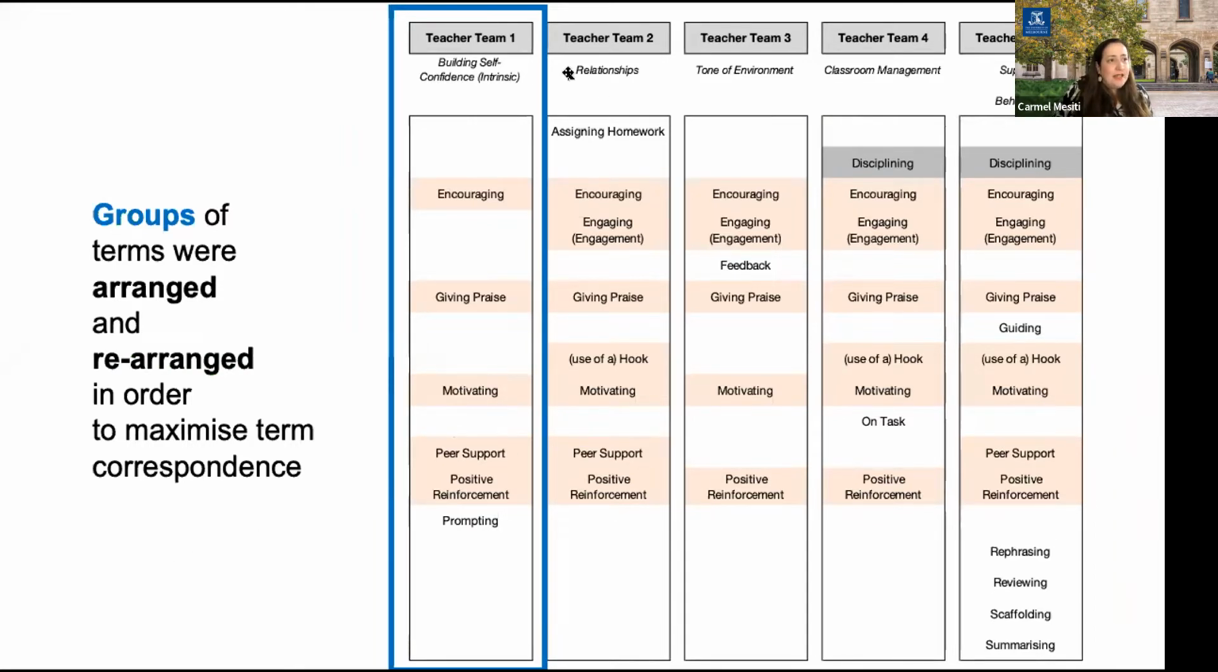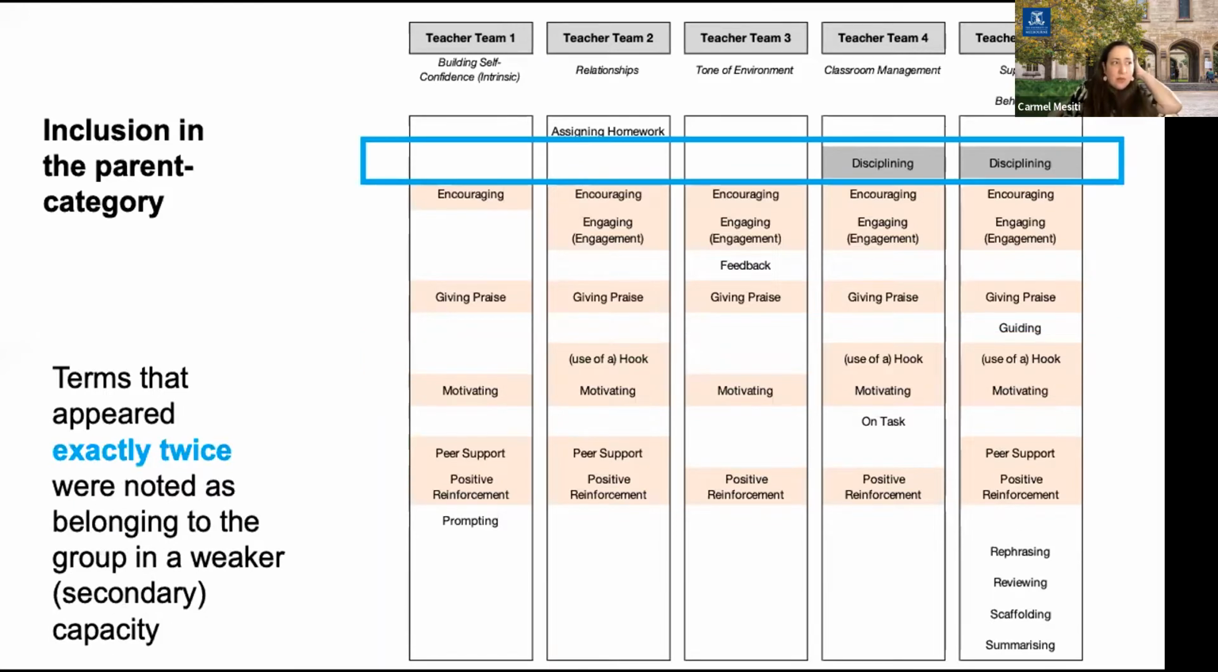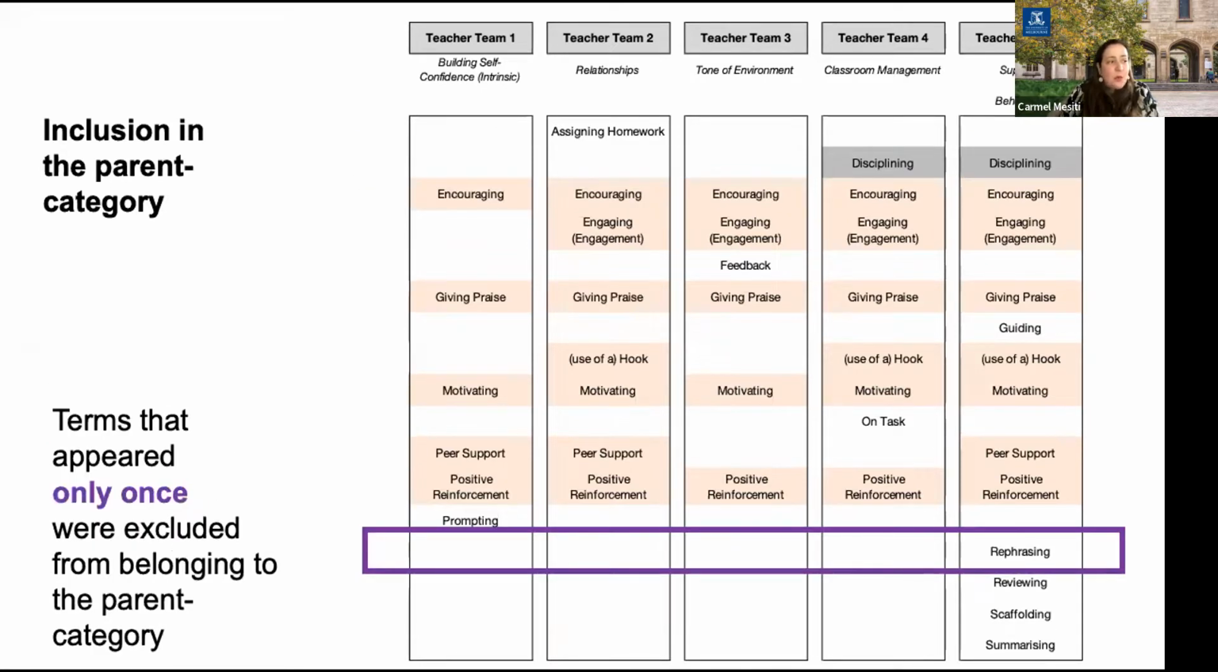So here you can see that I've got 5 teacher teams. I've got 1 group in each of them. This actual team, I've got 2 groups in there. And these are the words that were found within that group. And you can see that there are a lot of similar terms there. So then what I did is I looked across to see if the terms were common. And if they were common to at least 3 of the teacher teams, they were considered for inclusion in a parent category. If they were common across 2, then they were noted as belonging to the group in a weaker secondary capacity, and terms that appeared only once were excluded.